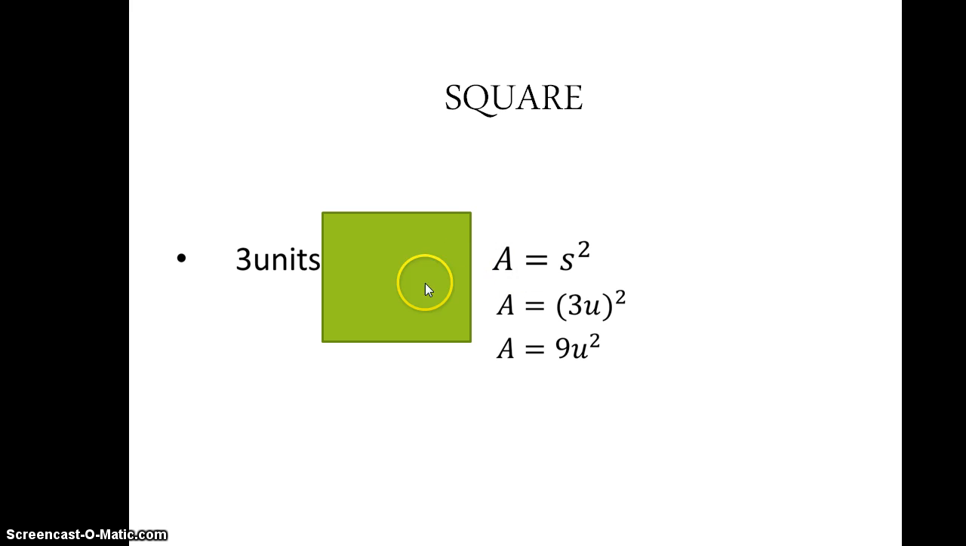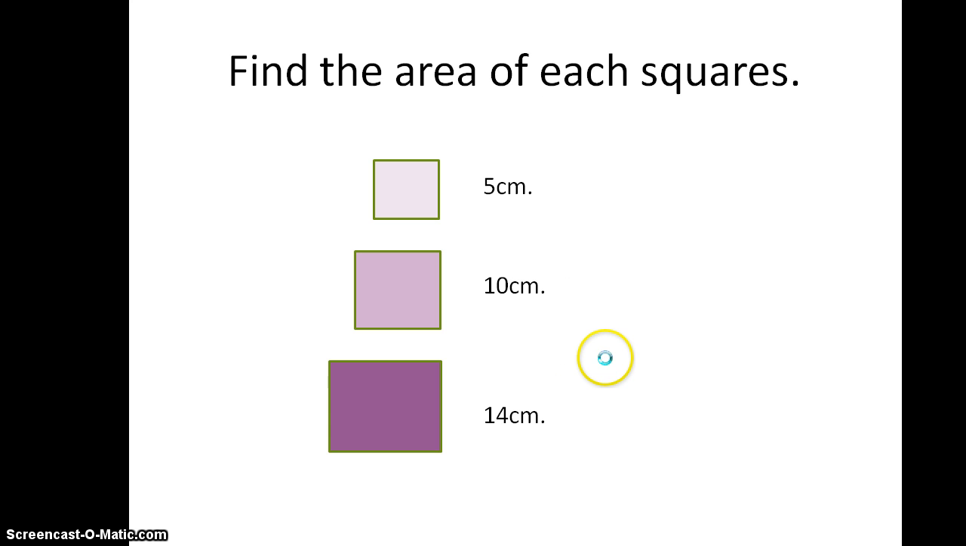Let's take an example. If one side of a square measures 3 units, what is the area? Now take a look. Substitute the side with 3 units. Then 3 units squared becomes 9 square units.